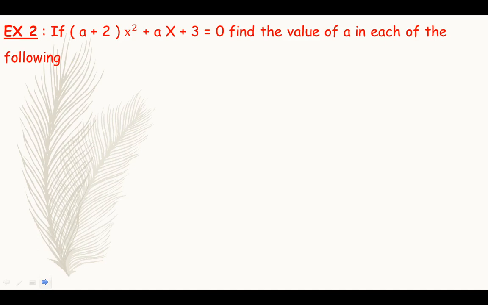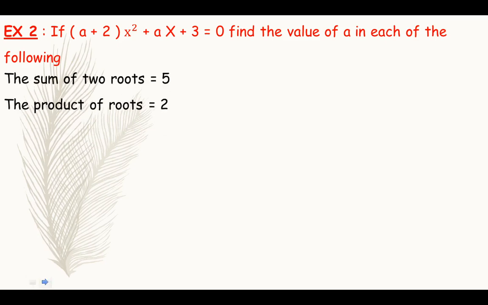Okay, let's go to another example. This example will be a tricky one, so you have to give me your attention, please. Okay, let's solve it together. Here, if a plus 2 x power of 2 plus ax plus 3 equals 0, find the value of a in each of the following cases. Here we have two cases. The first case, if the sum of the two roots equals 5, and the second case, if the product of the roots equals 2.